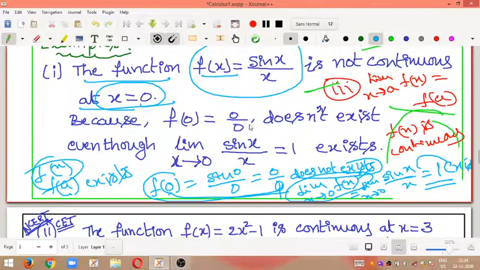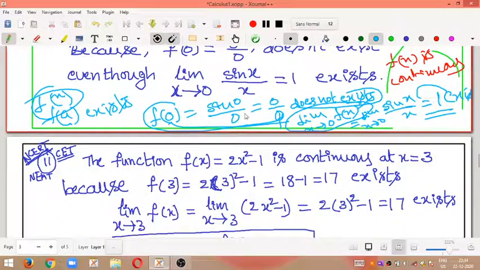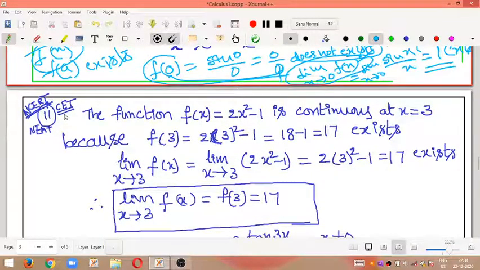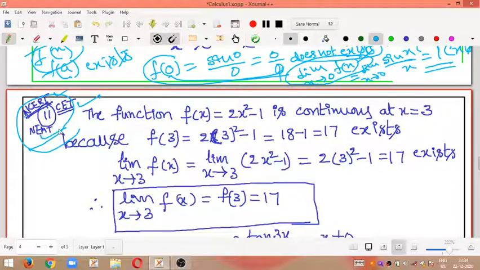If this is clear, I will move on to the next example. This is the most important for all competitive level exams. They have already asked it in some competitive level exams: NCERT, the CET exam, NEET, and the IIT examination also.